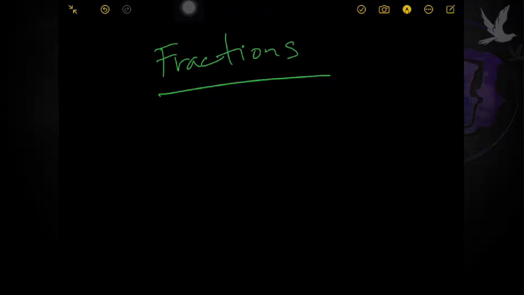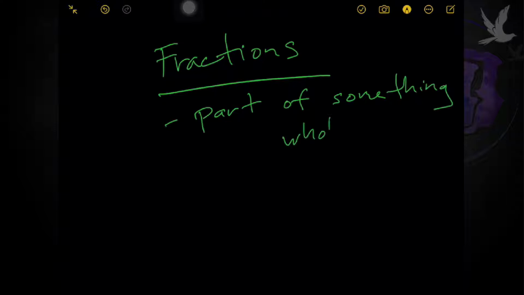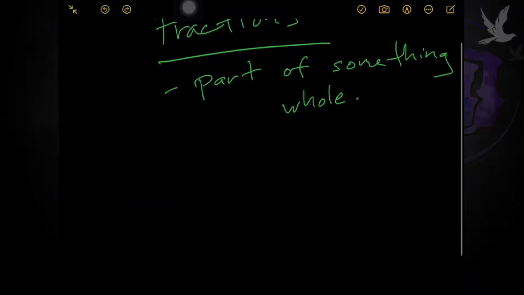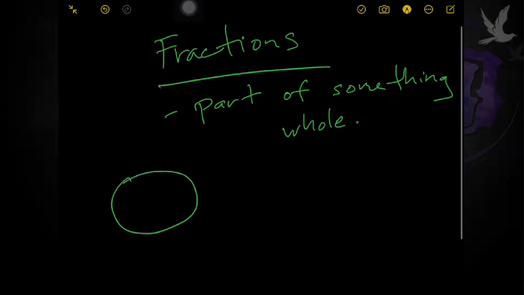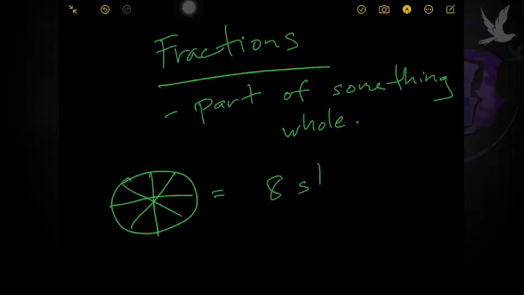What are fractions? Fractions are basically part of something that is whole. For example, a pizza. Let's say a pizza with 8 slices. That gives us 8 slices.